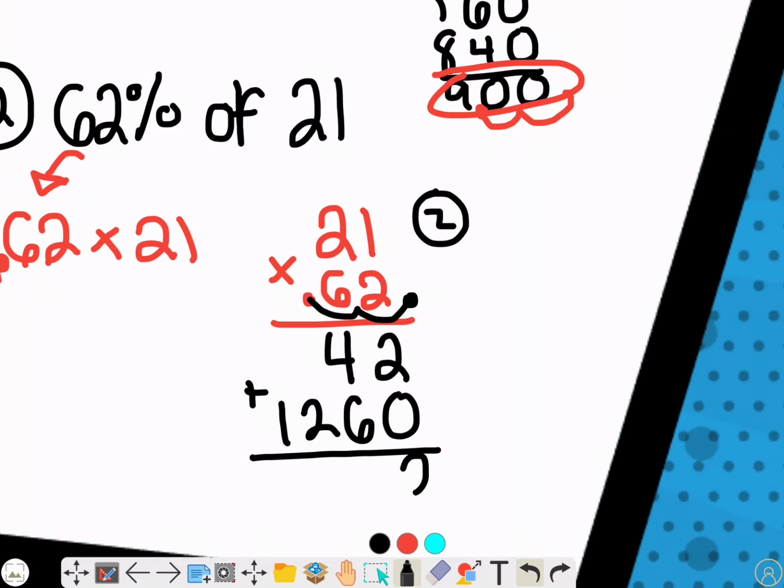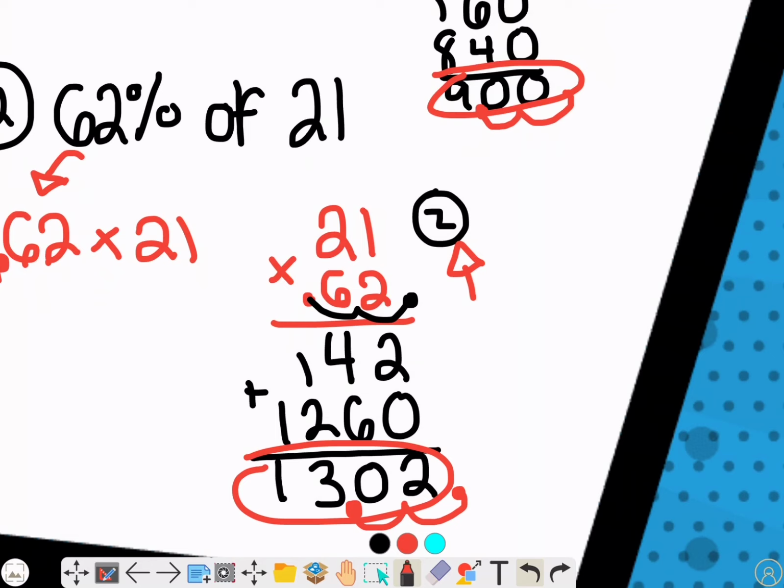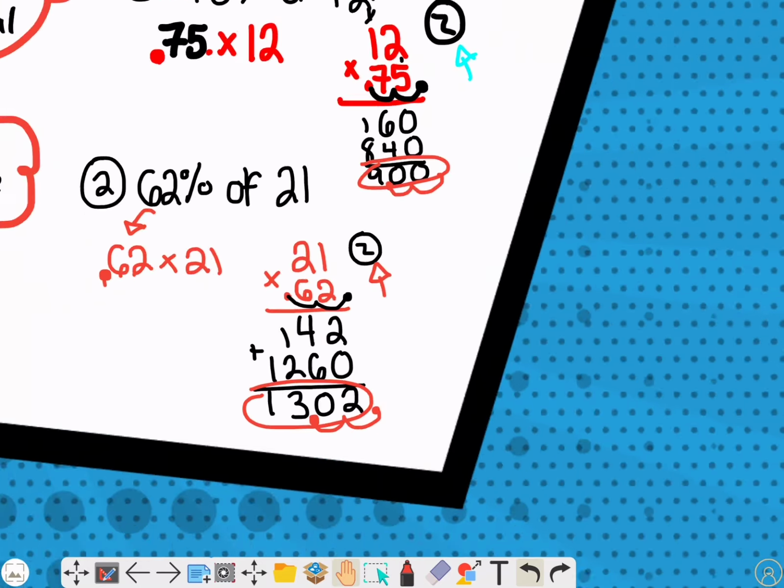2 plus 0 is 2. 4 plus 6 is 10. 1 plus 2 is 3. And 1 plus nothing is 1. You say, well, like I said, my answer is supposed to be smaller than 21. That's true, because we need to jump our decimal back 2 places. So 1, 2. So my answer is 13.02. So 62% of 21 is 13.02.